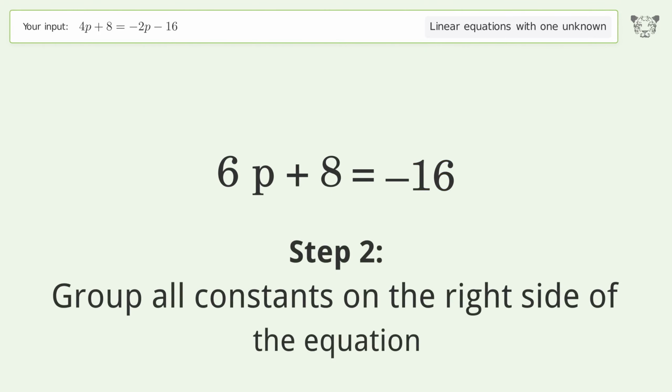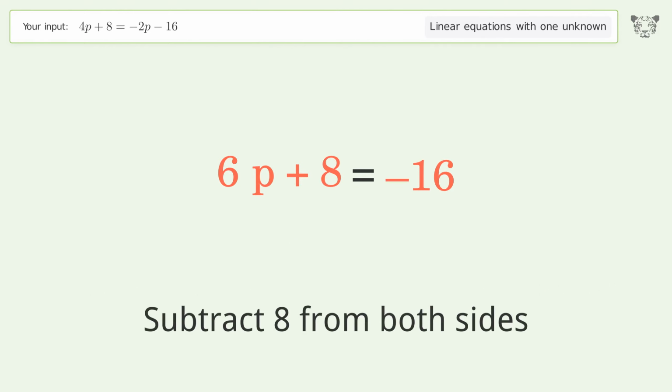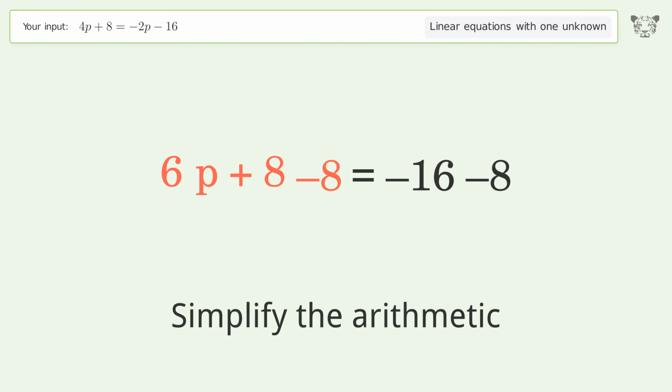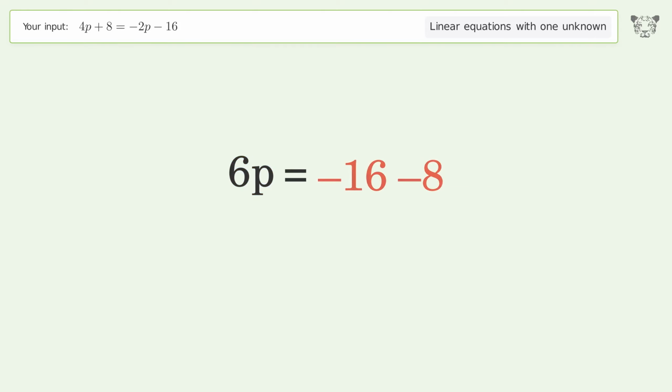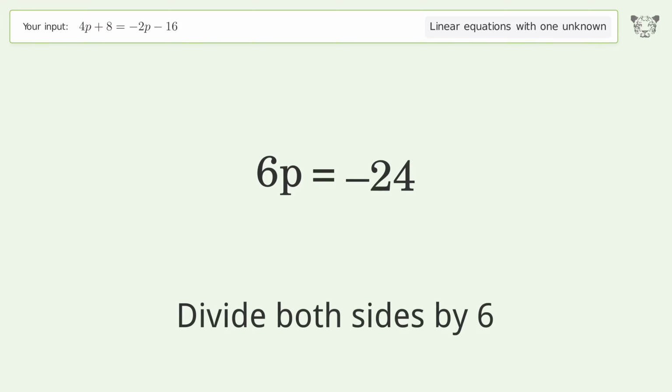Group all constants on the right side of the equation. Subtract 8 from both sides. Simplify the arithmetic. Isolate the p. Divide both sides by 6.